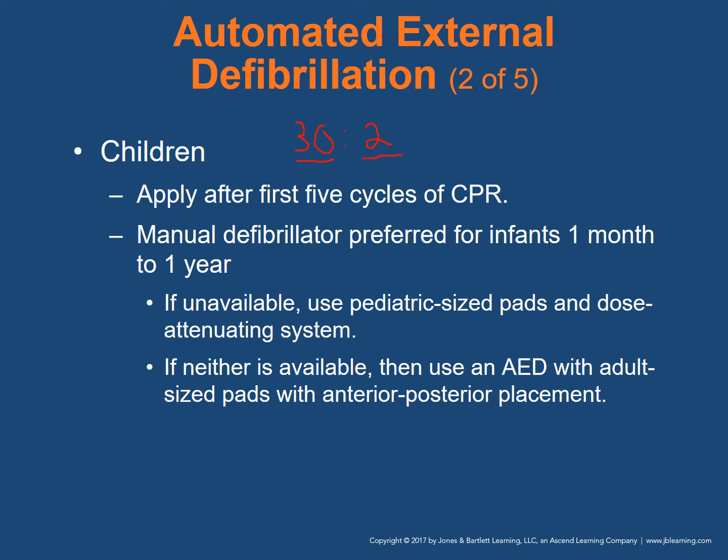So 1 cycle is 30 to 2. So 5 cycles would be 2 minutes of CPR. So when it says apply after the first 5 cycles of CPR, that means after the first 2 minutes of CPR, after 5 cycles of 30 to 2. Manual defibrillator is preferred for infants 1 month to 1 year.